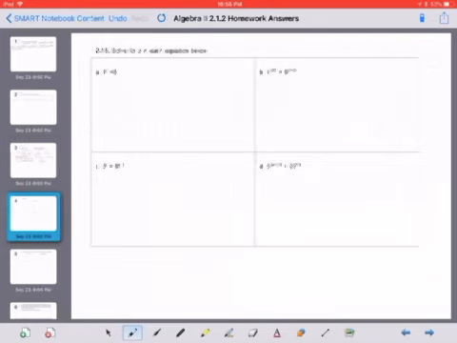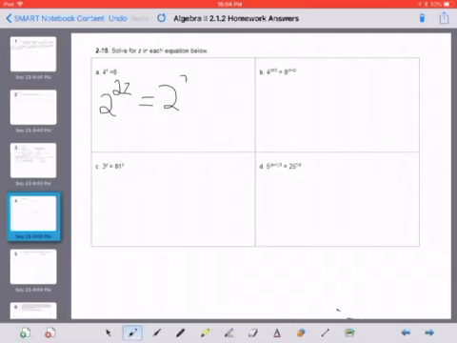Problem number 18 says solve for z in each equation below. So this one I actually had to look up a little bit more about how we do these problems. What you have to do is first make them so that they have the same bases. So I know that 4 and 8, I can get both of them with 2. So I rewrite 4 as 2 squared, so 2 to the 2 times z is equal to 2 to the third power. So I still have 4 and I still have 8, I just rewrote them differently. So now I know that 2z equals 3. I can just solve. So z equals 3 over 2.